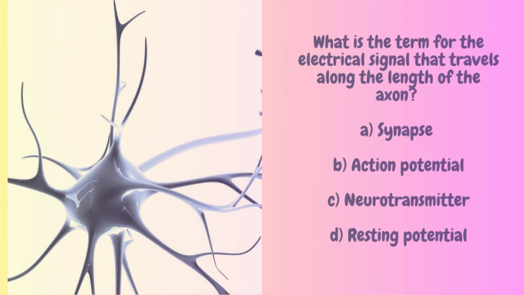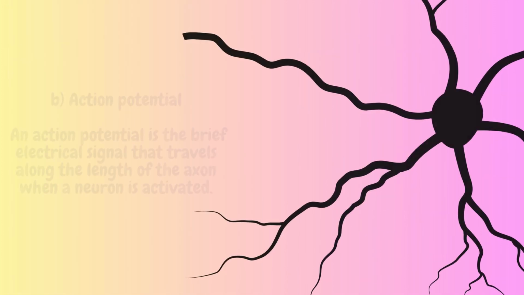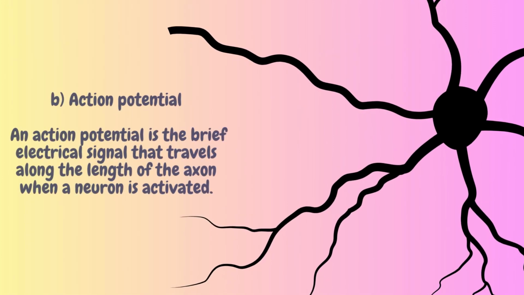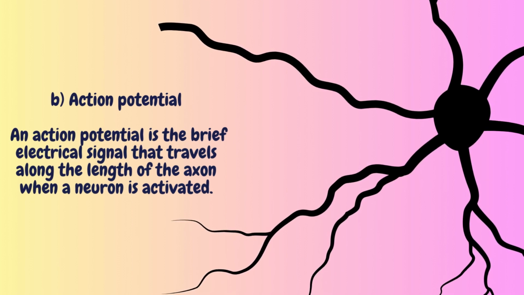What is the term for the electrical signal that travels along the length of the axon? A. Synapse. B. Action potential. C. Neurotransmitter. D. Resting potential. B. Action potential. An action potential is the brief electrical signal that travels along the length of the axon when a neuron is activated.